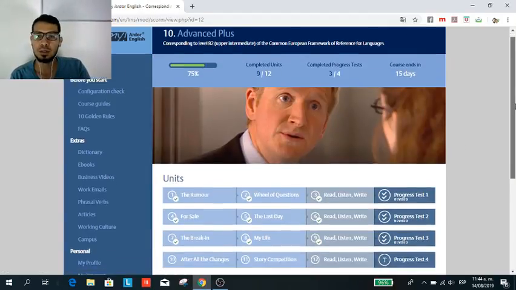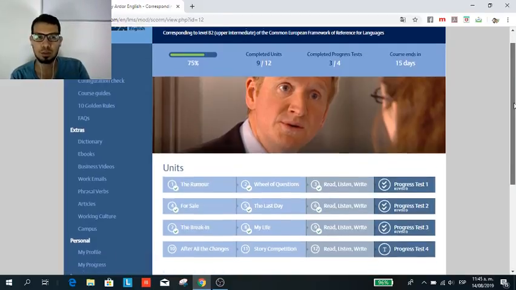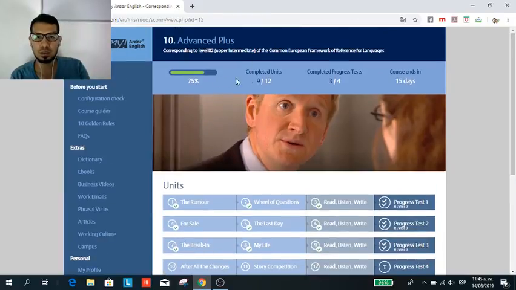I already did all these exercises corresponding to level B2 upper intermediate of the Common European Framework of Reference for Languages. It's 75%. I have completed 9 units and 3 progress tests, and it ends in 15 days.